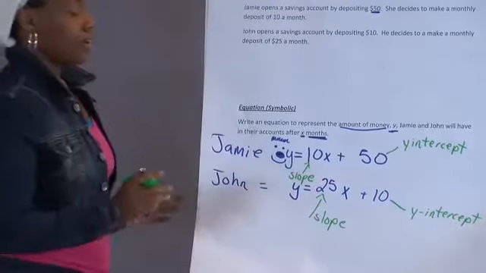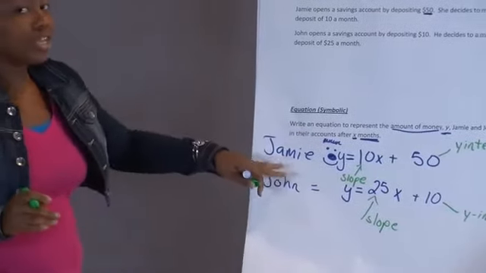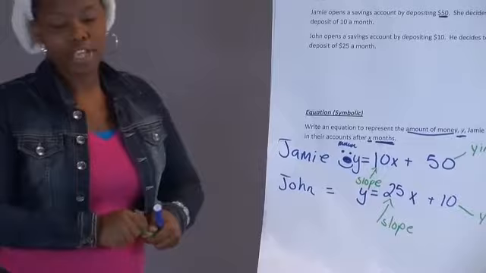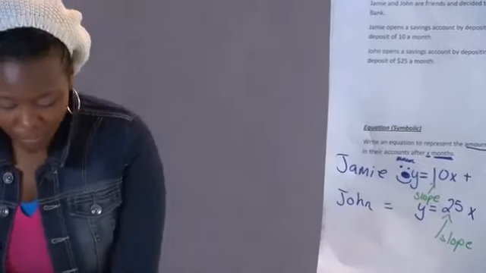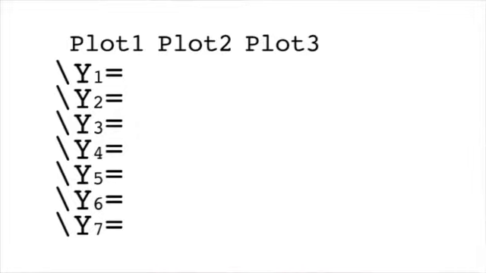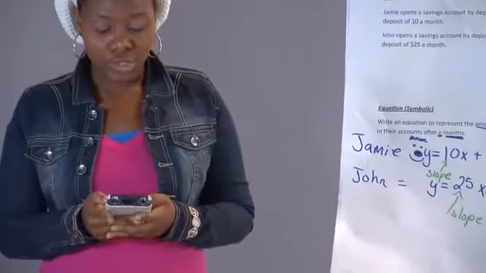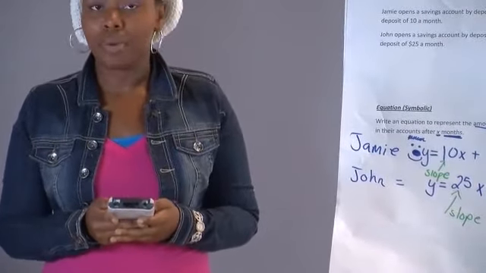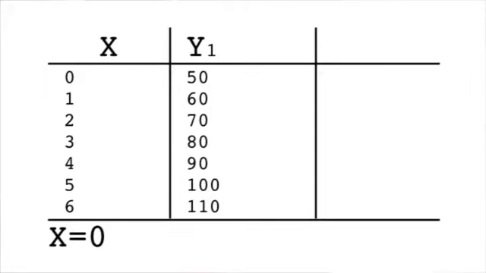Okay? Now, we can represent these equations in a table as well. To do that, let's use the graphing calculator. If you have your graphing calculator, you know the first thing you want to do is turn it on. Okay? You want to go to the y equal, type in the first equation, 10x plus 50. Okay? Once you do that, we're going to hit second graph to display the table. Now, this is what the table looks like.